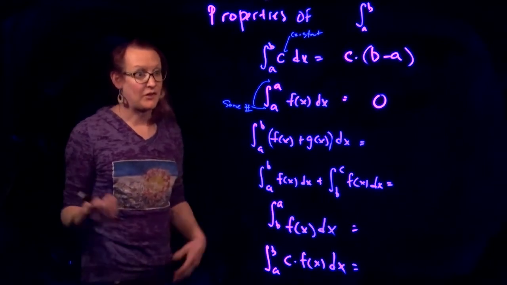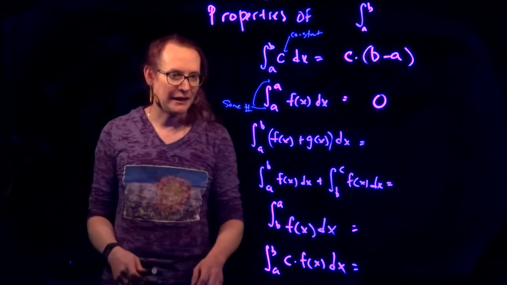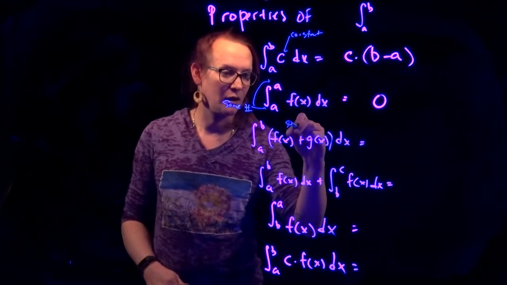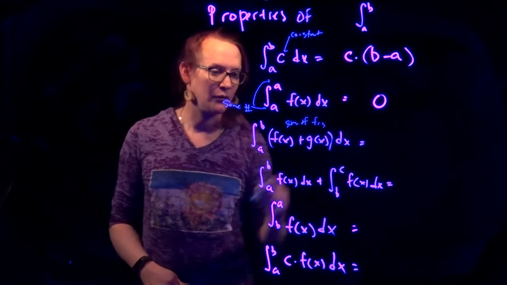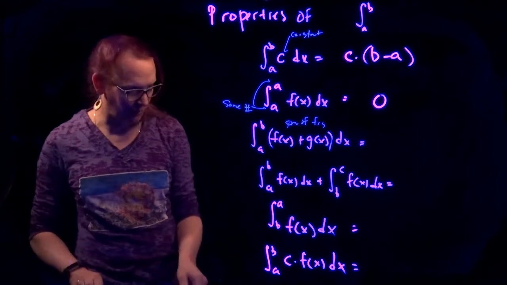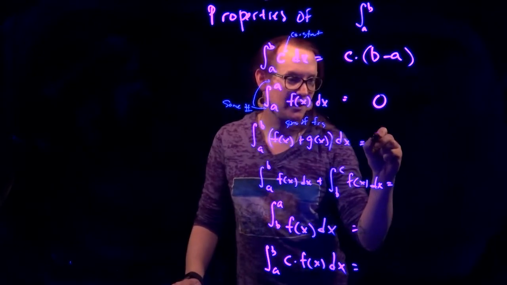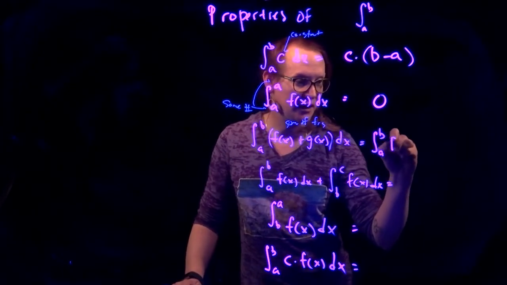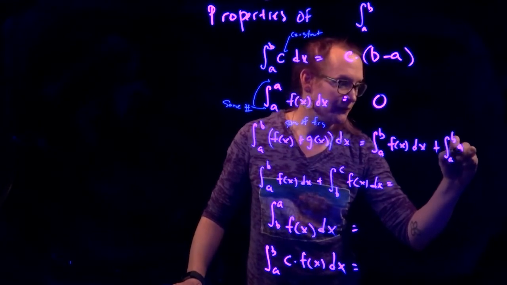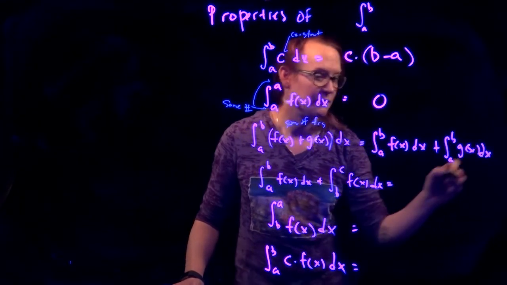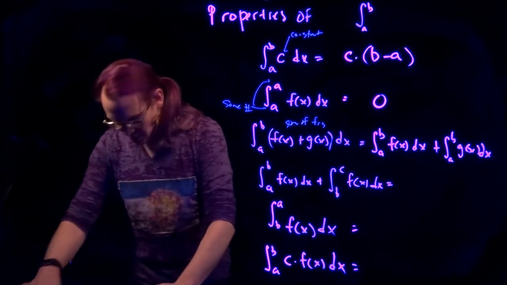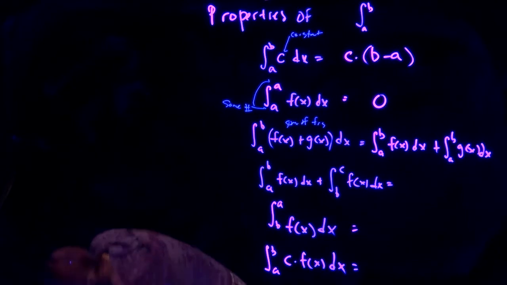Okay. The next one is if I have a sum of functions right here. So the integral from a to b of f of x plus g of x is equal to, I really like this one, the integral from a to b of f of x plus the integral from a to b of g of x. I'm suppressing my dx's verbally. Let's not forget to write them.